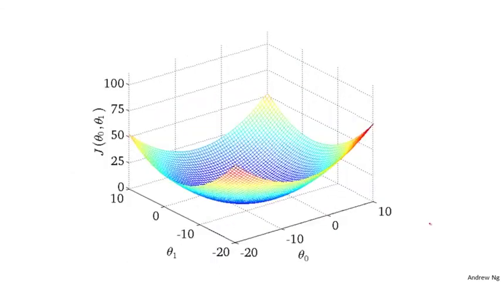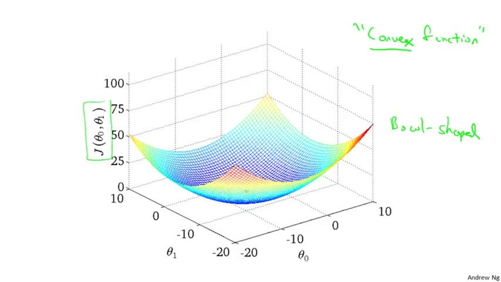linear regression is always going to be a bowl-shaped function like this. The technical term for this is a convex function. I'm not going to give the formal definition of a convex function, C-O-N-V-E-X, but informally, a convex function means a bowl-shaped function. And so this function doesn't have any local optima except for the one global optimum. Gradient descent on this type of cost function, which you get whenever you're using linear regression, will always converge to the global optimum, because there are no other local optima.